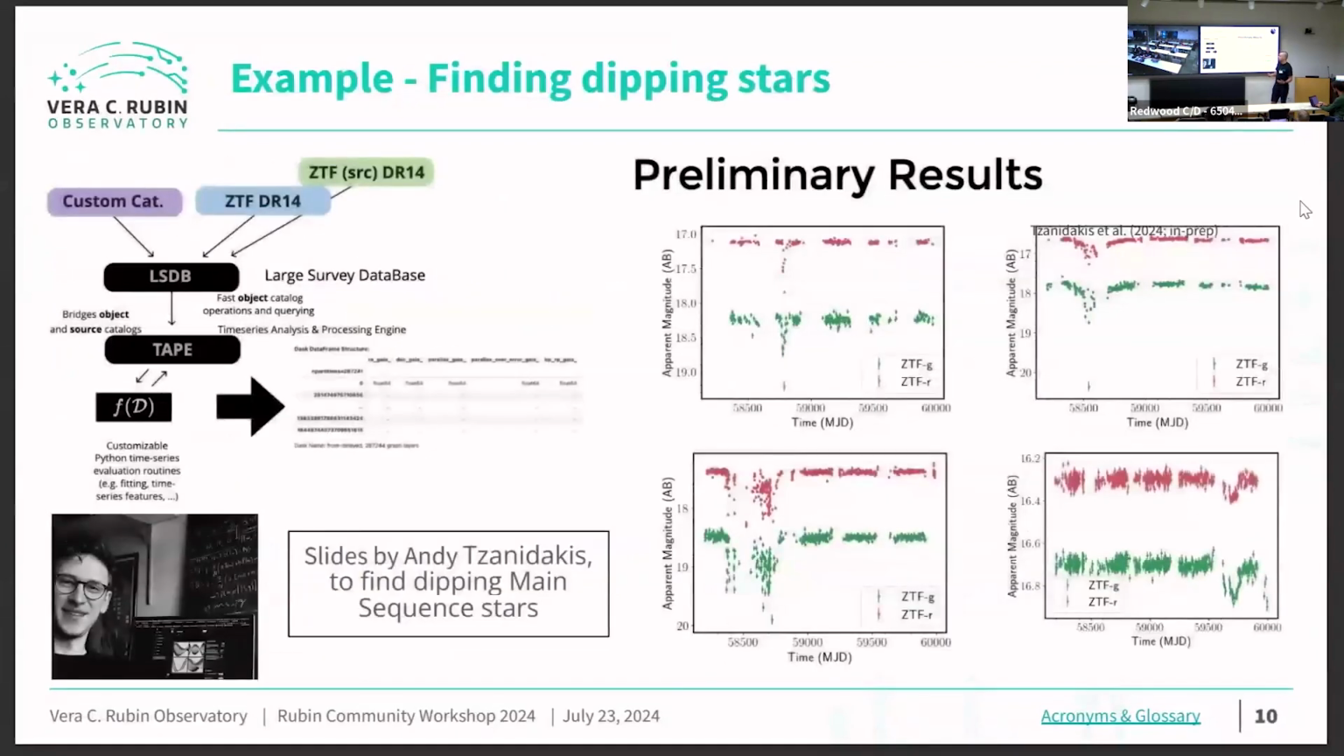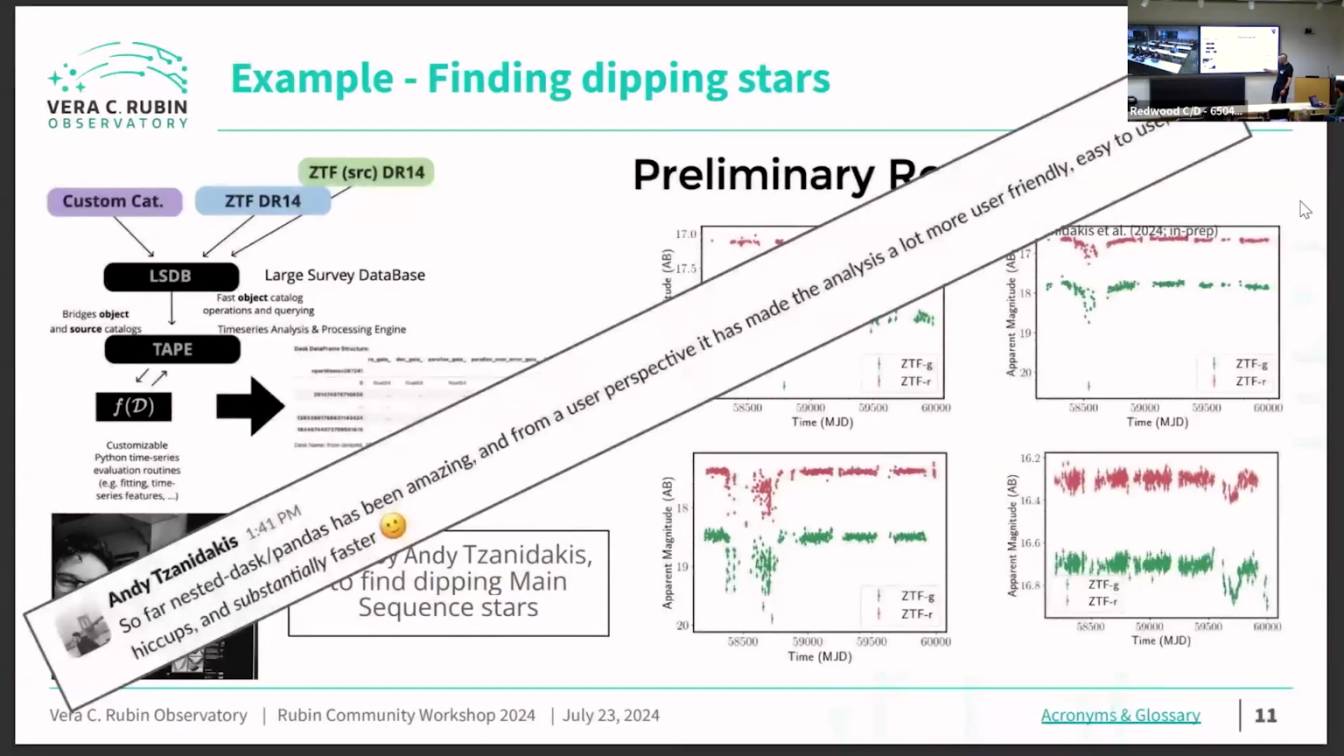Just as an example of a person who is using this for their analysis, it's Andreita Zinakis, a PhD student at the University of Washington. Here he's showing what he's doing: taking ZTF objects, ZTF sources, and custom catalogs from Vizier. He's loading them all in LSDB, combining them, and running his own functions. He's looking for objects which dip in ZTF. And the reviews are in, and Nested Pandas has been amazing. It has made analysis a lot more user-friendly, substantially faster. Now, from which default level, we can debate that.